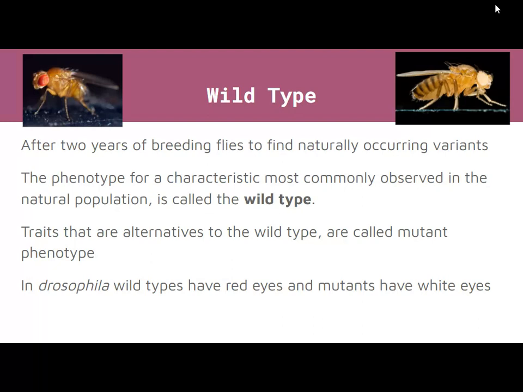So a wild type has the most commonly observed phenotype, and in fruit flies, that wild type is red eyes, and the mutant is white eyes. So this is true within any organism. The most common phenotype is the wild type, and the mutant is called the mutant phenotype. So anything that's not wild type.